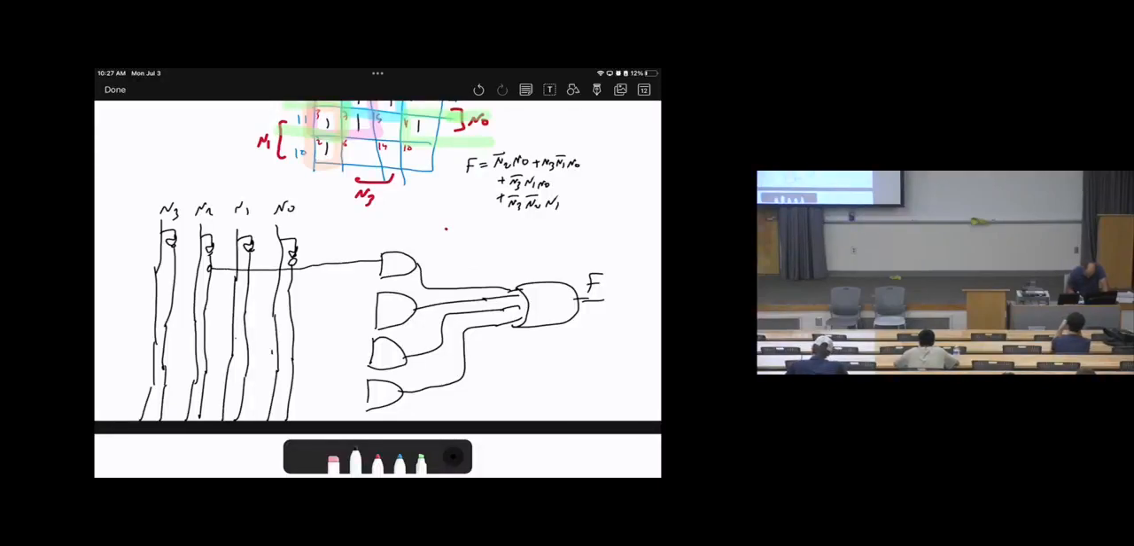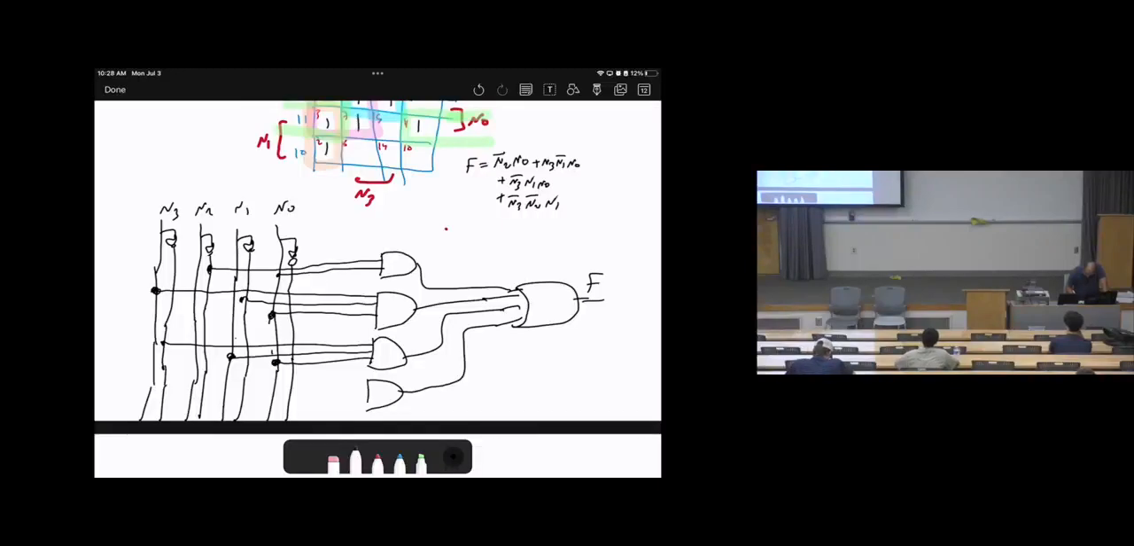Here is N2 bar, N0. The second one will be with N3. Here is N3, N1 bar. Here is N1 bar, N0. Here is N0. The third one will be with N3 bar. Here is N3 bar, N1, N0. Here is N1. Here is N0.